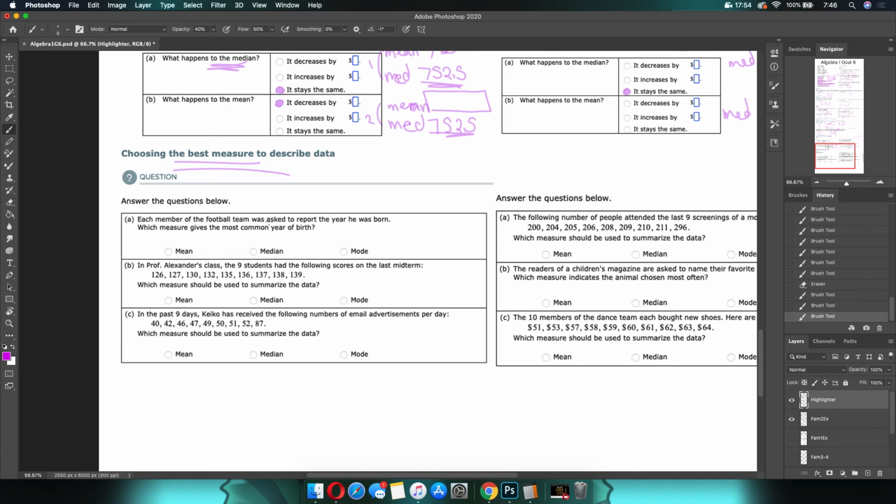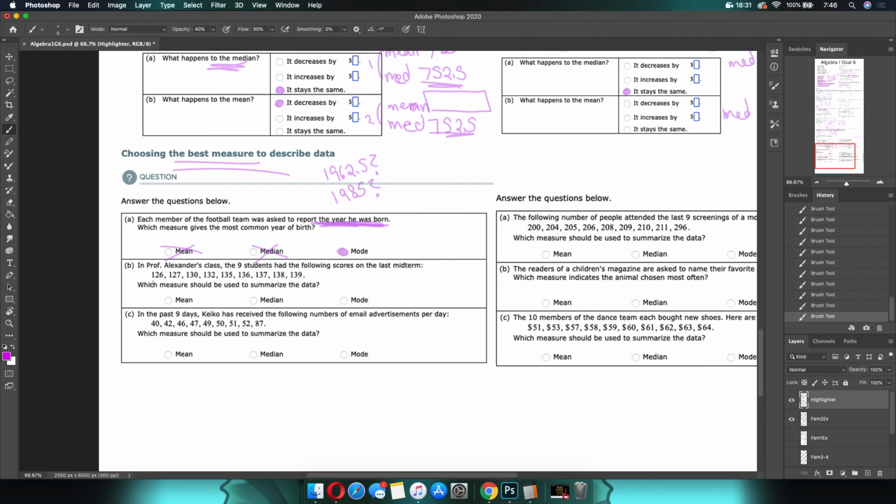Each member of the football team was asked to report the year he was born. So here's automatically a question I'm asking myself: can I get a year that is like 1962.5? And the answer to that is no. So this definitely is not going to be mean, and I'm willing to lay money it won't be median, because the second question you ask is, can multiple people be born in, say, 1985? Yes, multiple people can be born in 1985. So that's what mode is going to be.